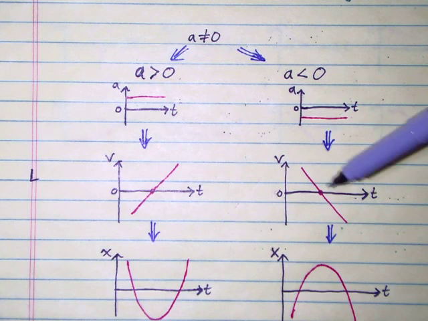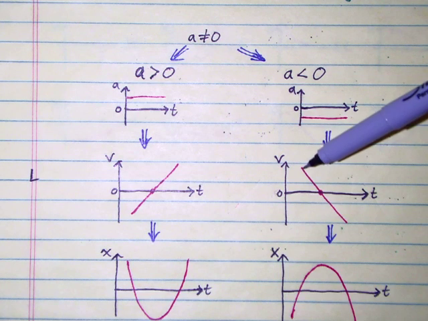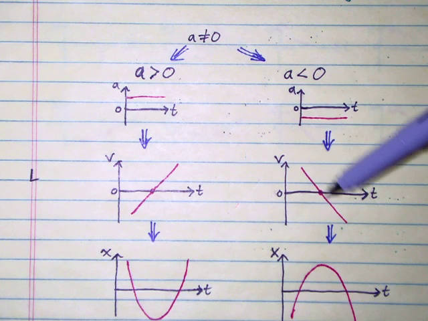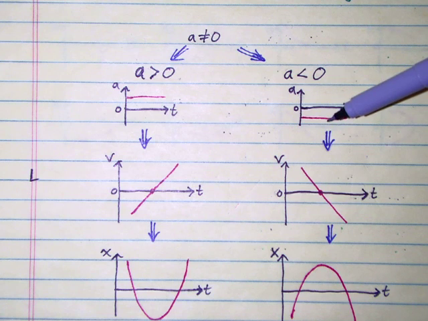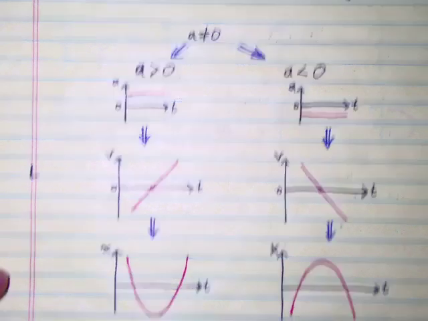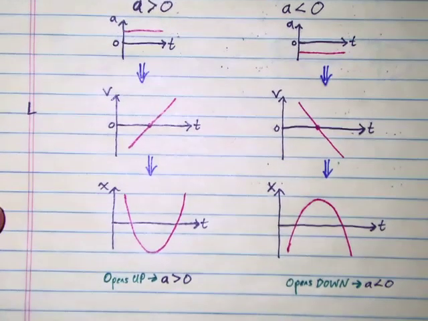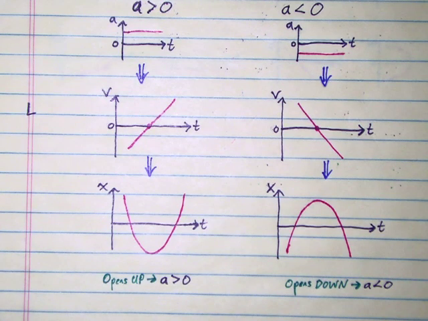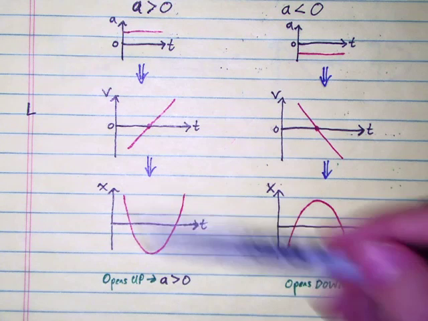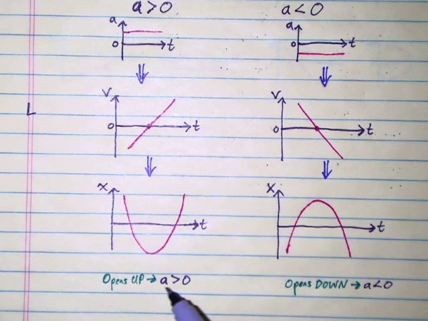If the acceleration is negative, velocity versus time will be linear, but with a negative slope. The slope here will be equal to the acceleration. The corresponding position graphs could look like this. Here, position versus time is an upward opening parabola because the acceleration is greater than zero.